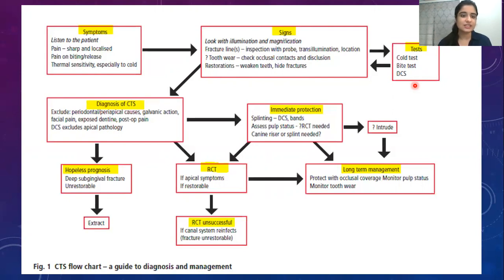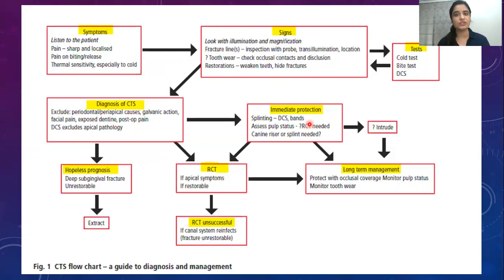Now, when we look at the diagnosis of cracked tooth syndrome, make sure you exclude the periodontal and periapical causes, any sort of galvanic action, trigeminal neuralgia, facial pain, exposed dentin, and any sort of post-operative pain after root canal treatment. And you also have to exclude the apical pathology. Now, the most important thing is immediate protection. We need to give immediate protection for such teeth.